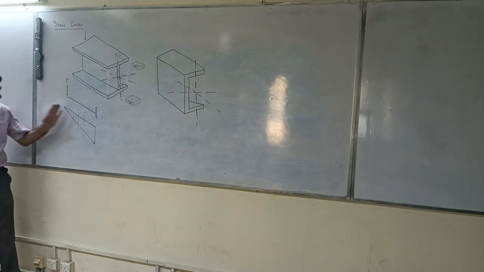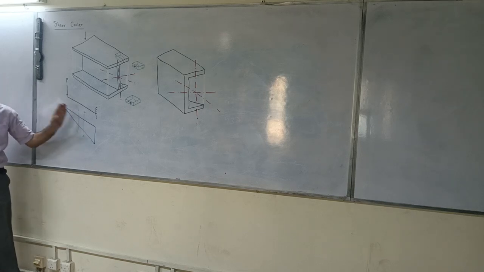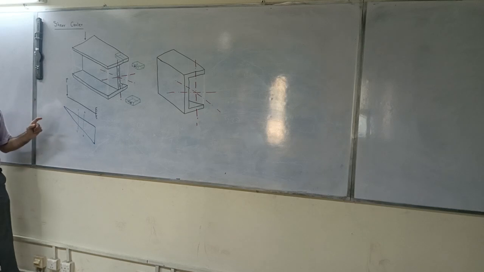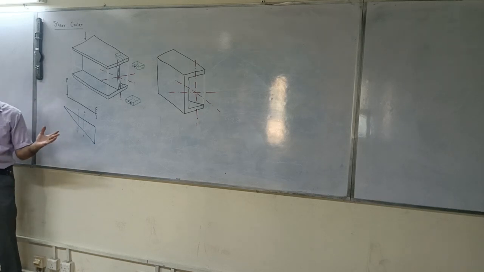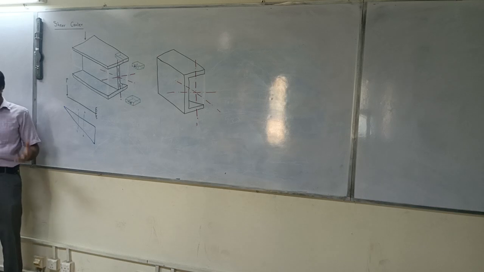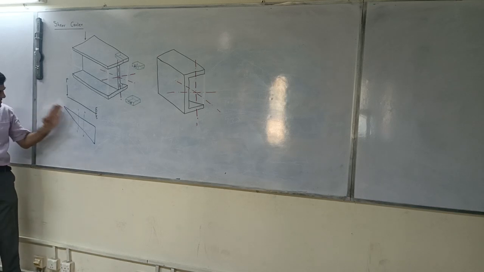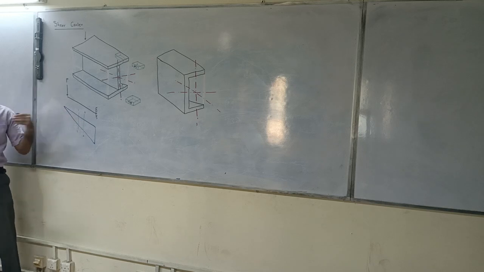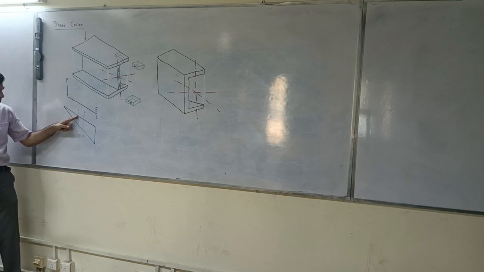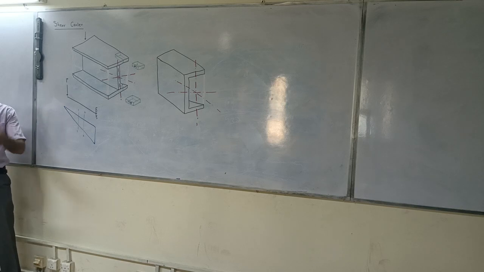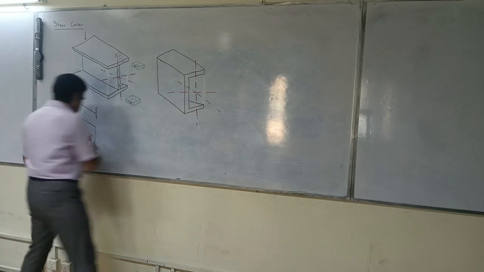Now the moment at section 1-1 is smaller than the moment at section 2-2. That means overall the structure is in equilibrium. Okay, the structure is not moving. So that tells us that there can be an imbalance in the horizontal force between section 1-1 and section 2-2. But that imbalance is compensated by the shear force.